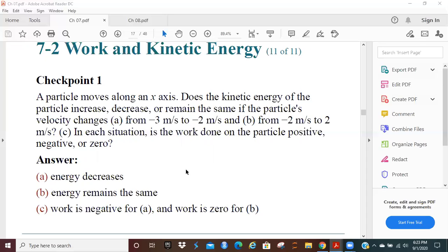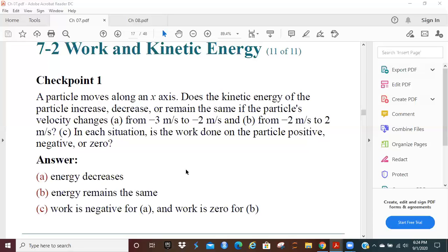The velocity is decreasing, or at least the magnitude of the velocity is decreasing. So when you square a smaller number, you're going to end up with a smaller result, which means in this case, since the velocity is what's being squared, your kinetic energy is going to be smaller. So yes, that's correct. What about part B here?